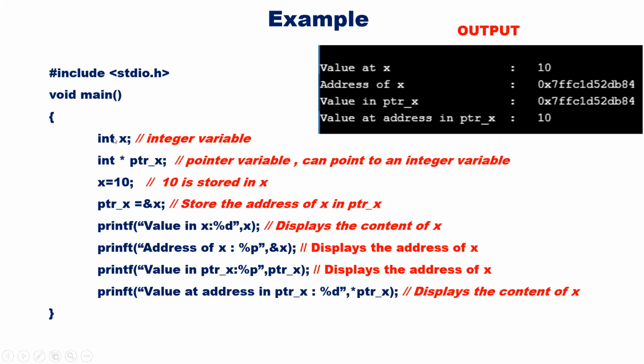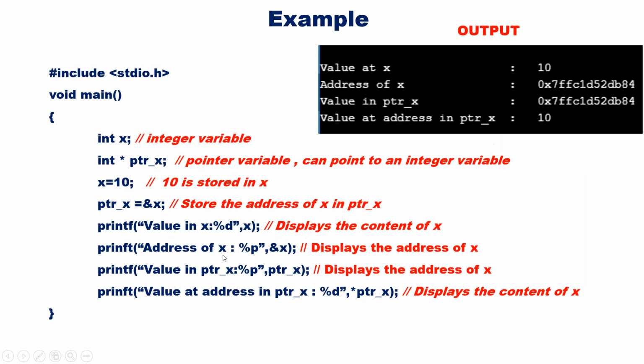So here let us see an example. Int x, it is an integer variable. Int star ptrx means it is a pointer variable that can point to an integer variable. X equal to 10 means 10 is stored in the variable x. Ptrx equal to ampersand x means it stores the address of x in ptrx. Printf value in x. The value in x is equal to 10. So you will get the output 10.